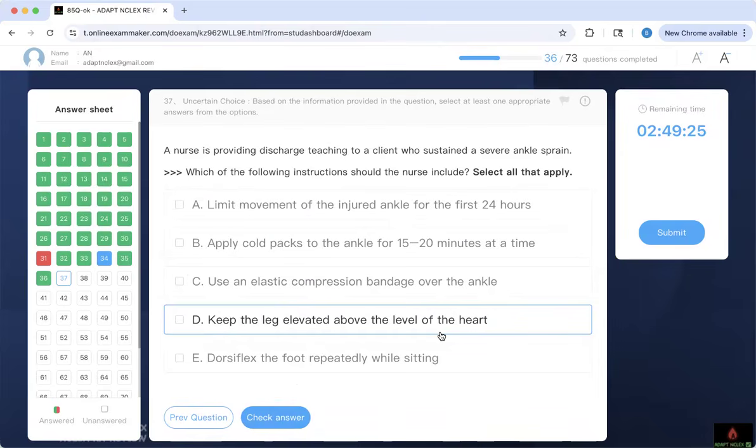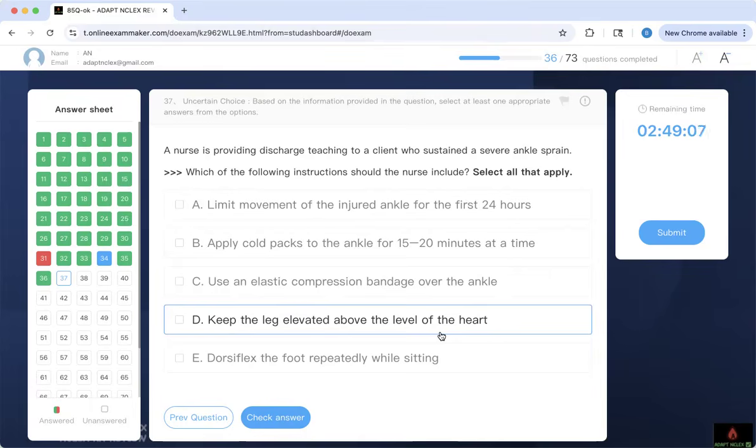Let's provide discharge teaching to a client who sustains a severe ankle sprain. Which of the following instructions should the nurse include? RICE, right? That's the key. Limit movement of the injured ankle for the first 24 hours. Rest it. Apply cold pack to the area for 15 to 30 minutes, 20 minutes at a time, right?